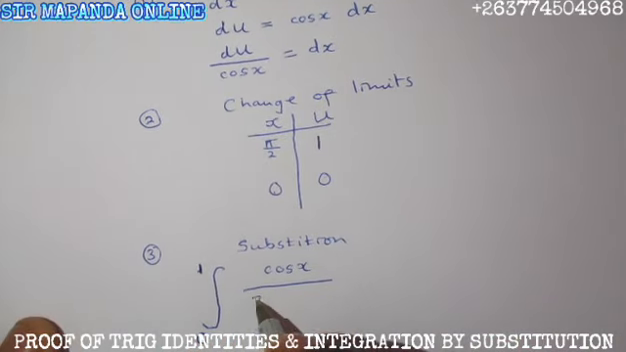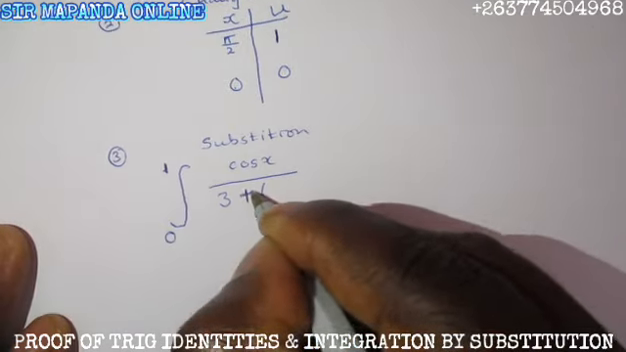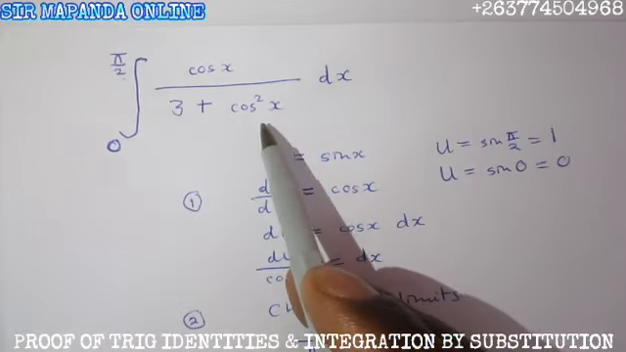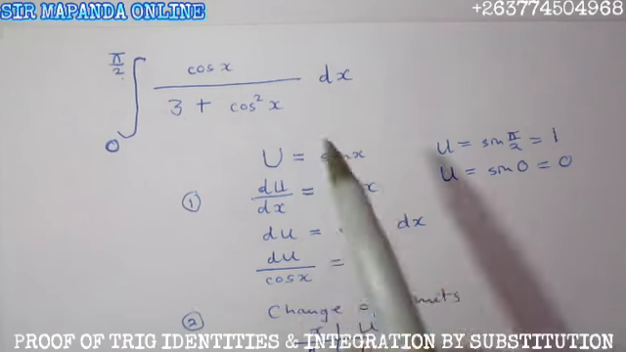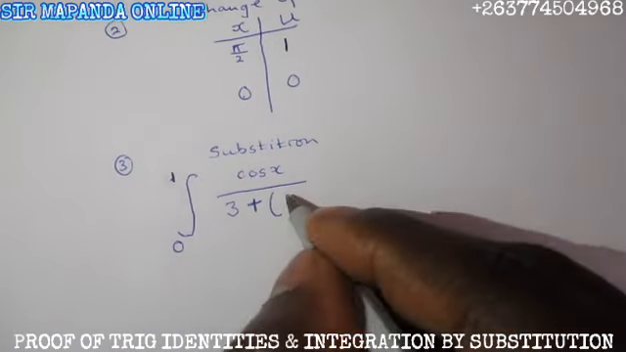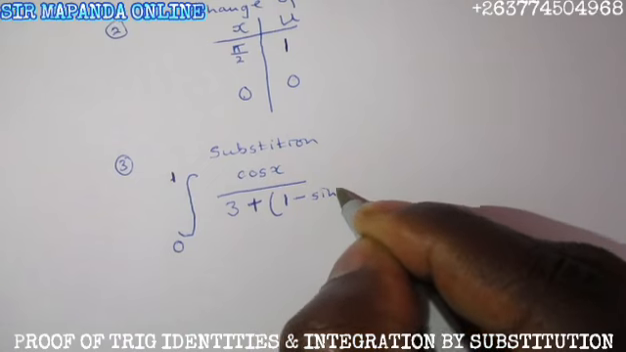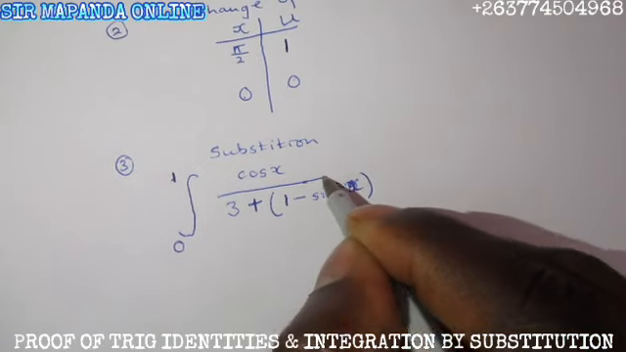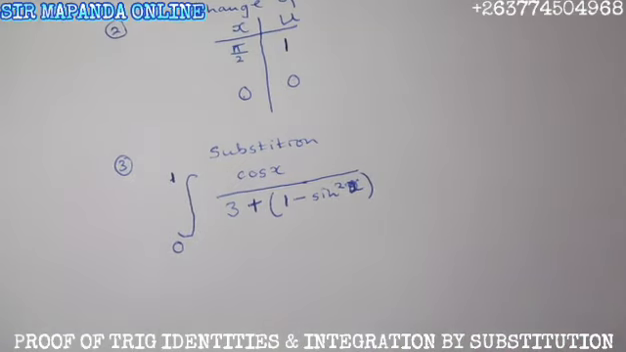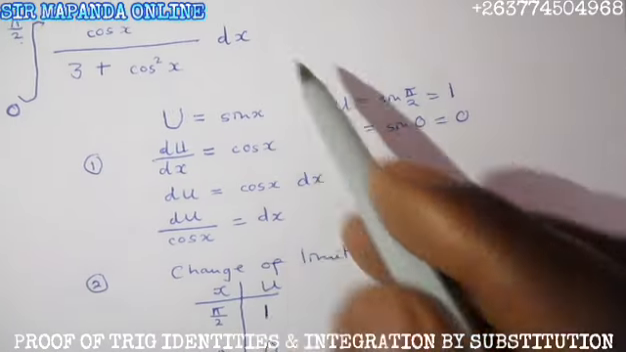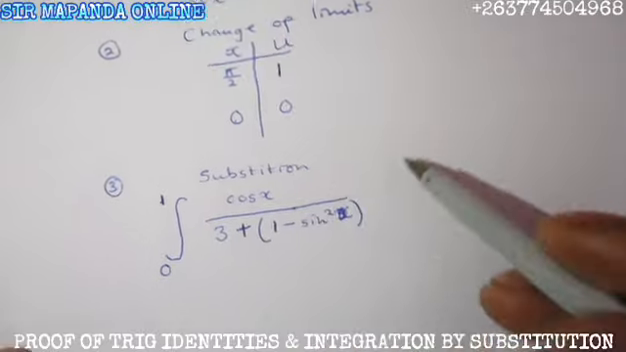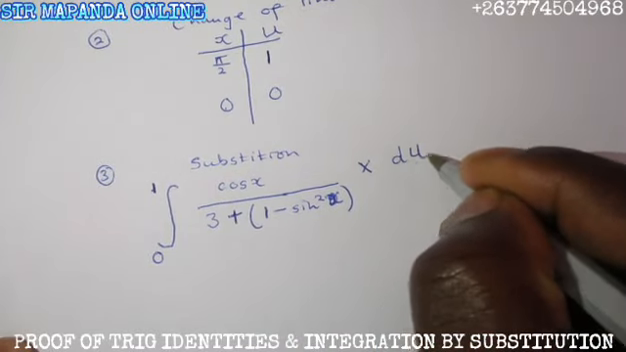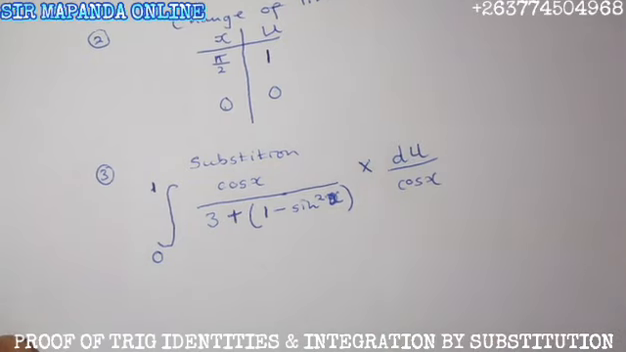So I'm going to write 3 plus, then you put an open bracket so that you convert cos squared x. You write cos squared x in terms of sine. You get 1 minus sine squared x, which is as good as cos squared x. Then on dx, we are going to put the dx that we have made the subject of the formula, and dx is du over cos x. I hope you are following.